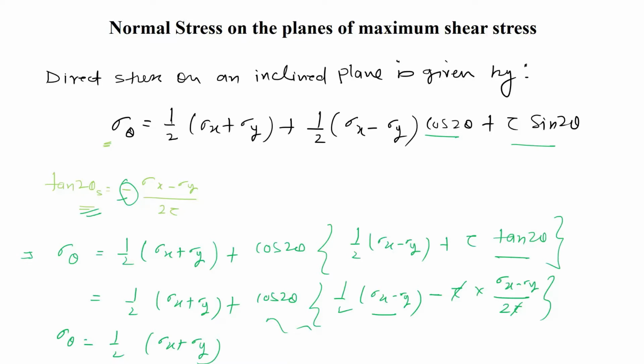From this we can say the normal stresses of magnitude (sigma x plus sigma y)/2 act on each of the two planes of maximum shear stress. So we can say the magnitude of direct stress on the plane of maximum shear stress is (sigma x plus sigma y) divided by 2.